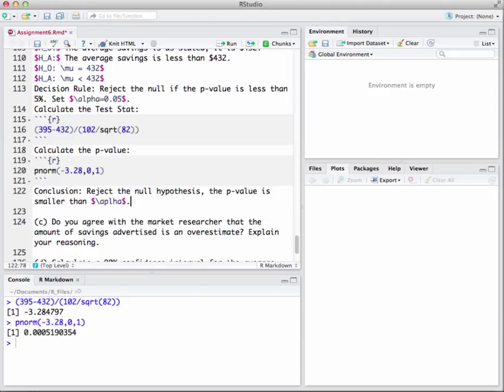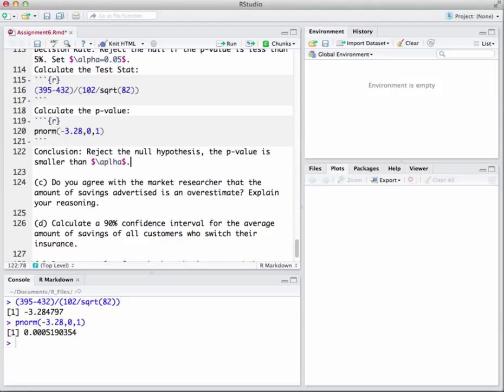Okay. All right. So one last one. They say, do you agree with the market researcher that the amount of saving advertised is an overestimate? Explain your reasoning. So basically part C here takes the next step of the hypothesis test that's necessary, and that is take your conclusion or your decision and state it in English, okay?